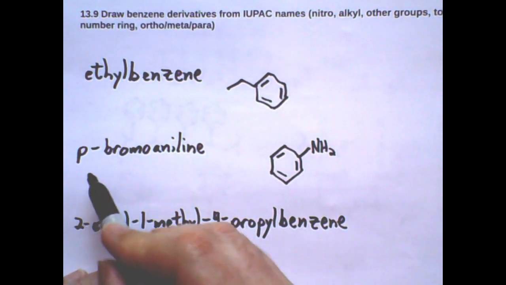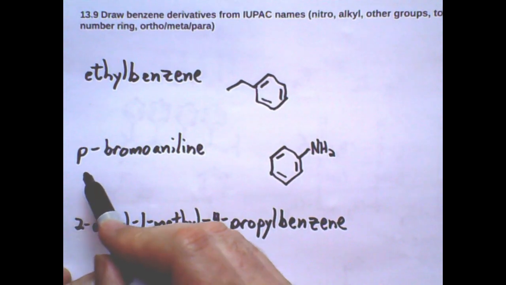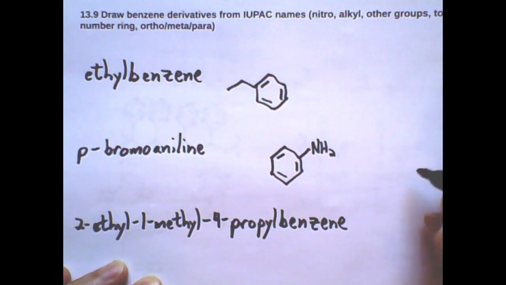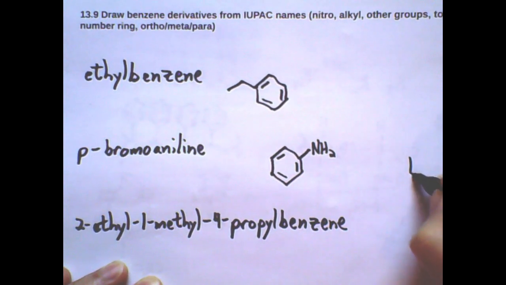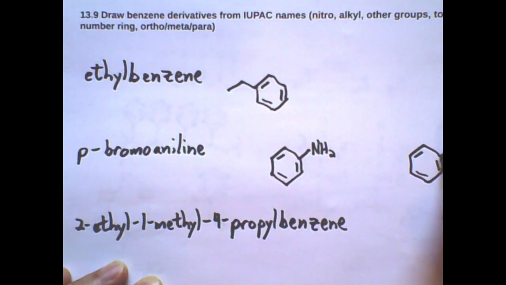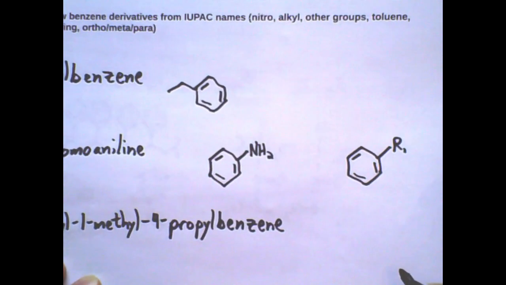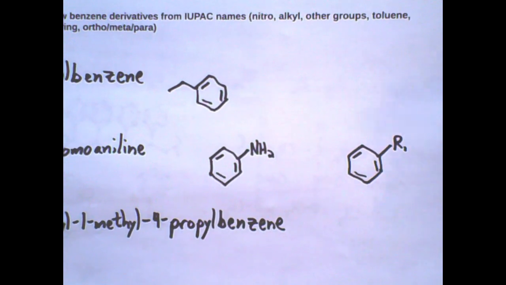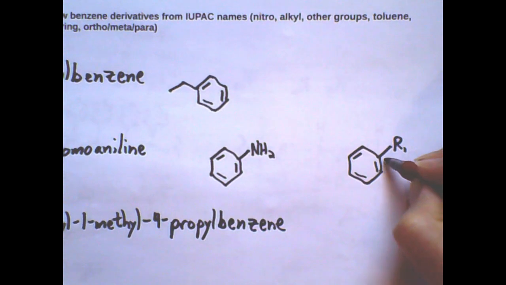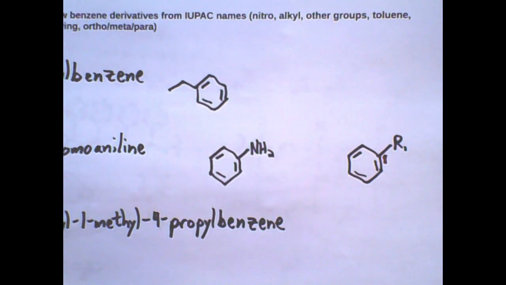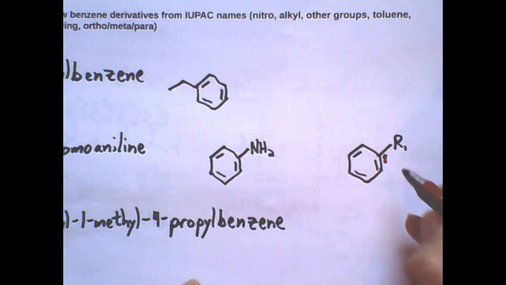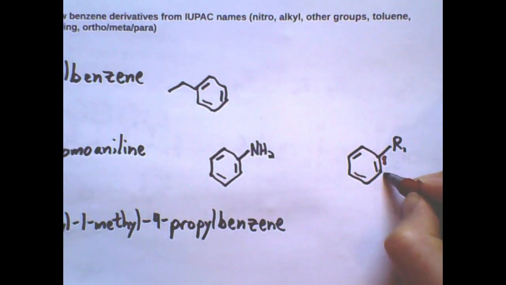So here's another part that we have. There's a P. What does the P mean? Well, if we have a group coming off of benzene somewhere, I'll call it R1. This gets our position 1 in the ring. Now we can give names to the other positions around.